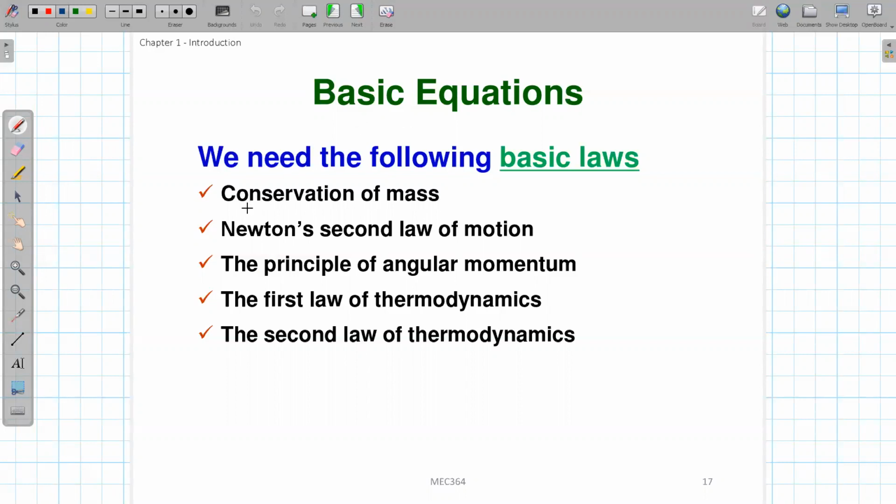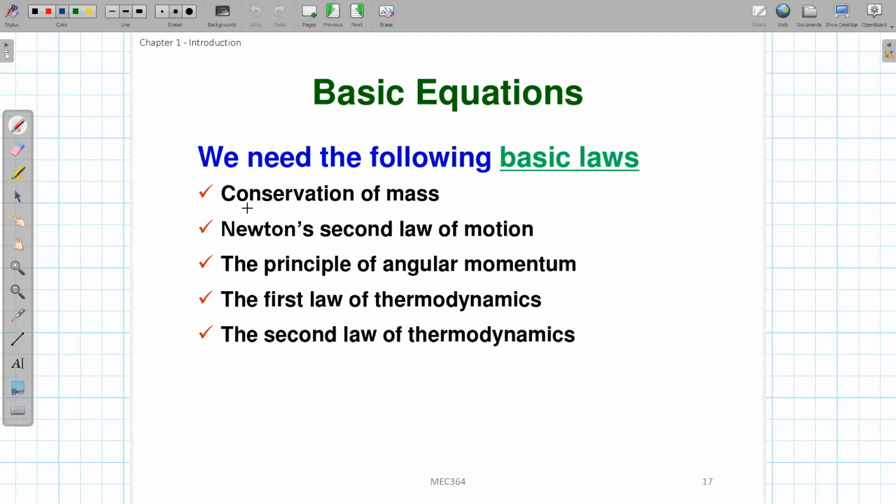And the first law is conservation of mass. Conservation of mass basically means that in the overall system, there's no mass creation or destruction. The total amount of mass will be a constant, because we didn't consider nuclear reactions. So there is no transition between mass and energy in fluid mechanics. That's why in fluid mechanics, the mass will always be conserved. This is the first basic law.